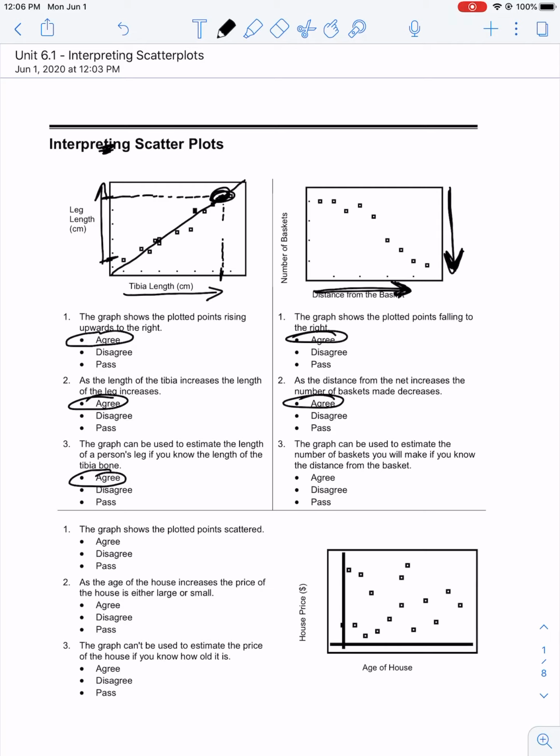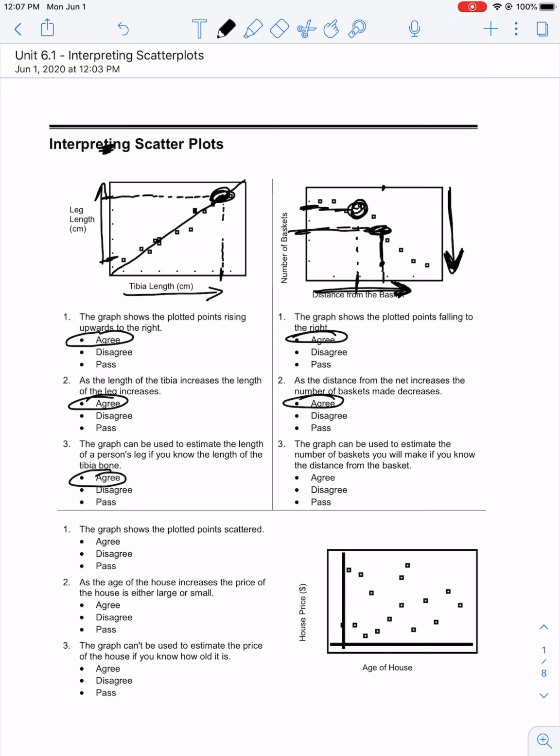Yes, that's true. And the graph can be used to estimate the number of baskets you will make if you know the distance from the basket. Yes, if this is the same person doing this, and they're standing this far away from the basket, then I can estimate that somewhere around here would be the answer for how many baskets they're making. Or even if I pick this point here where there is no dot, I know that the number of baskets certainly isn't going to be way down here, and it's not going to be way up here. It's going to be somewhere in this area here. So we can definitely estimate.